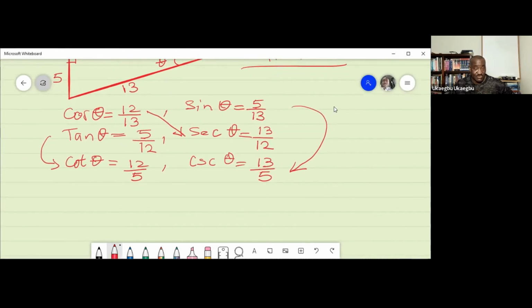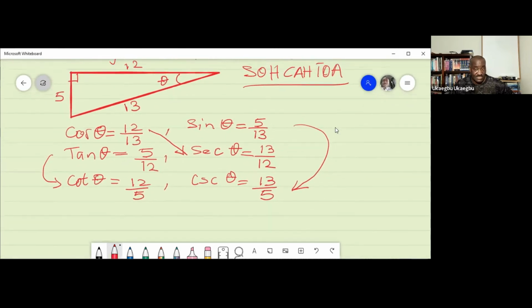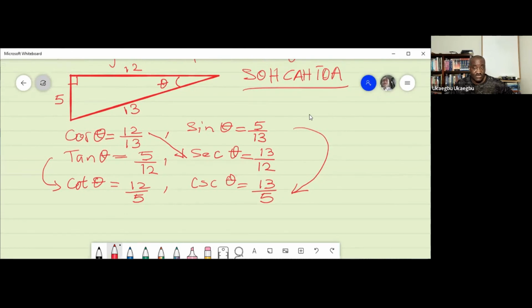So this time around, you won't give me excuses anymore. Sine is always opposite over hypotenuse. Cosine is always adjacent over hypotenuse, and tangent is always opposite over adjacent. We just have to make peace with all these. It was discovered too many years ago, and it's not going to change. It has been used in so many applications that you are even using as we speak.